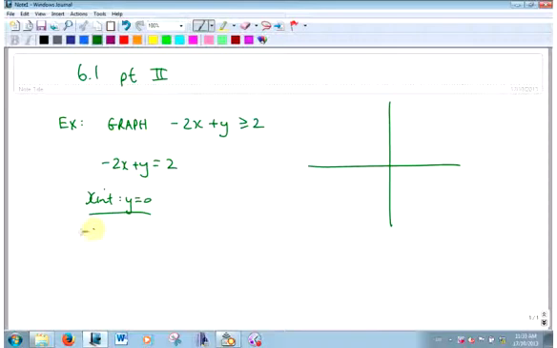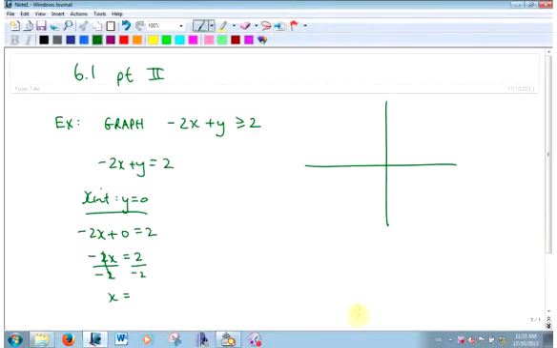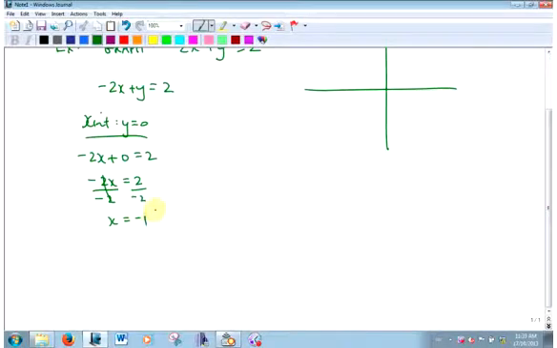Okay? Substitute it in. Minus 2x plus 0 is 2. So minus 2x is 2. I want x. Divide by negative 2. 2 divided by negative 2 is negative 1. What was I doing again? Well, look back here. That's the x-intercept. The coordinates of that are negative 1 and 0. Okay, right there. 1 point down, 1 to go.